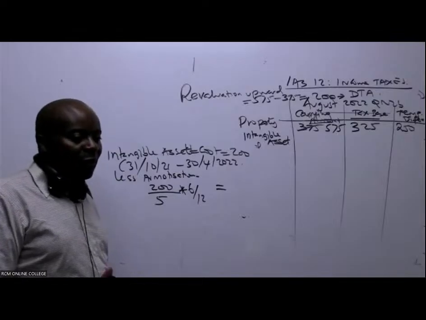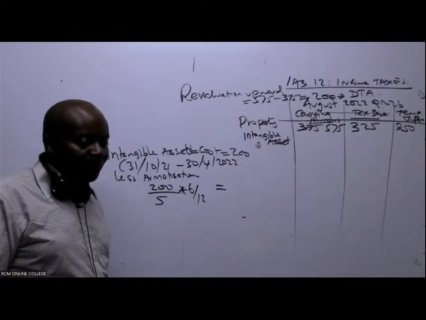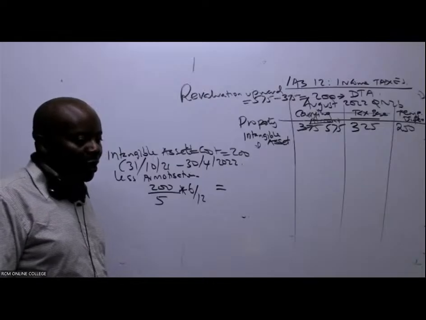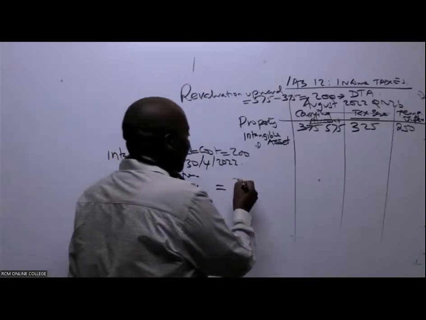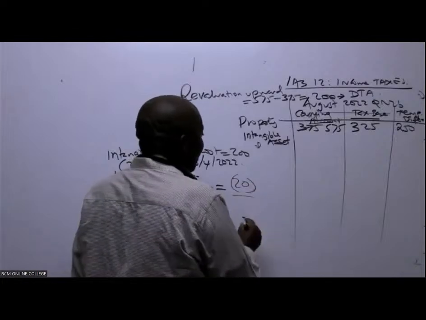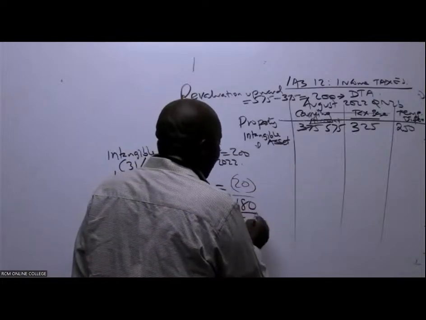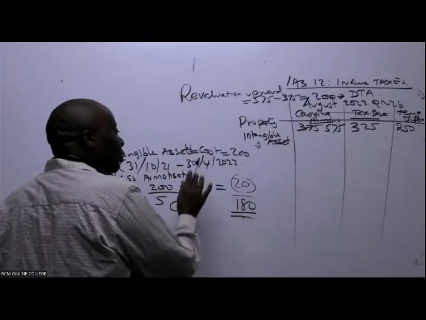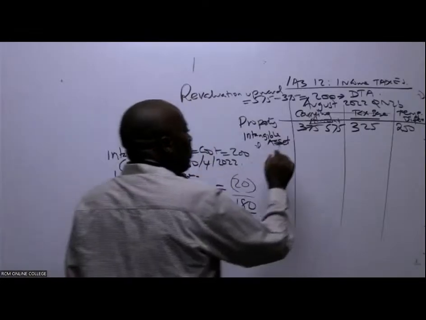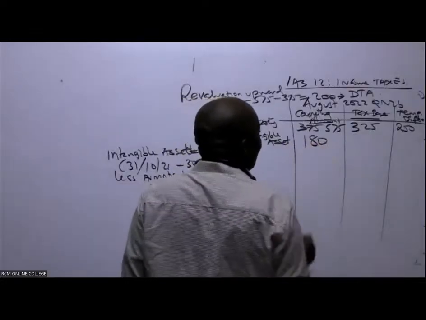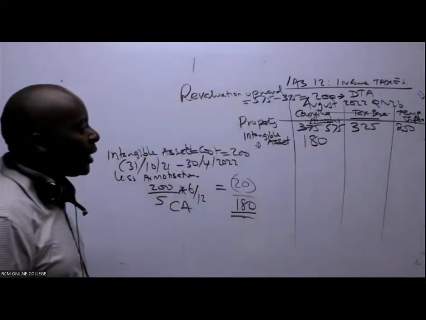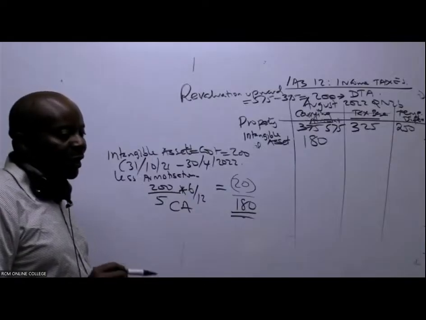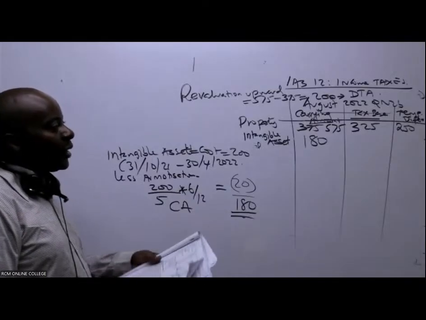If you're able to remember, which will end up giving us how much here? So this gives us 20. So 200 minus 20 gives me 180. So this is what we call our carrying amount of this particular asset. So here we have intangible asset of 180. How about in this case here, the tax base?